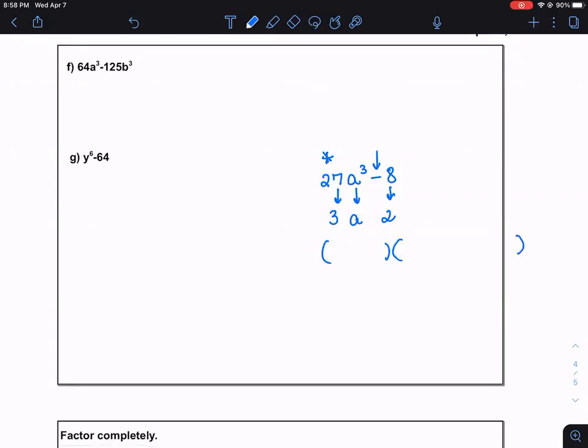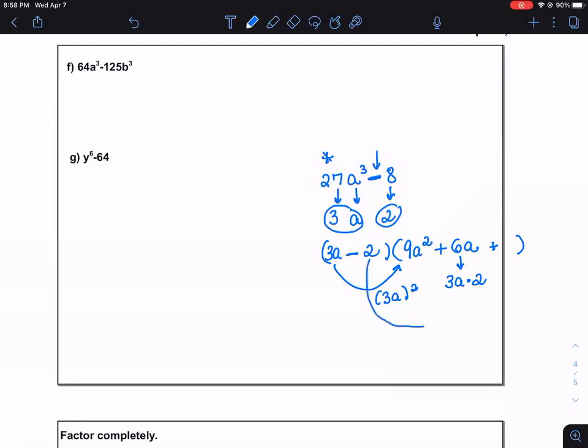I'm now going to go into my signs. Because I started with minus, this goes minus, this goes opposite, this always ends with plus. The binomial gets these first terms, so 3a and 2. Their product goes in the middle, so this is 3a times 2, which is 6a. This value gets squared. Now the whole thing gets squared, so it's not 3a squared, it's 9a squared. And this value gets squared and goes here. 2 squared is 4. And that's it.